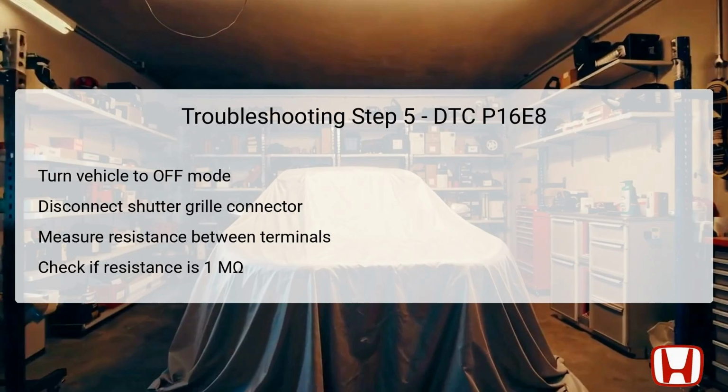Next, the technician needs to disconnect the shutter grille's upper and lower 4P connector, allowing for resistance measurements between designated test points. This involves using a multimeter to assess resistance between terminal female number 3 of the shutter grille connector and body ground. Evaluating whether the resistance meets or exceeds 1 megaohm is critical to determine the integrity of the circuit. If the resistance is found to be adequate, the troubleshooting moves to step 7. However, if it falls below the threshold, proceed to step 6 to investigate for shorted wires within the circuit.